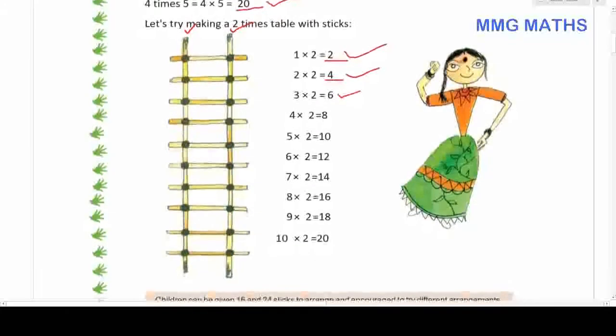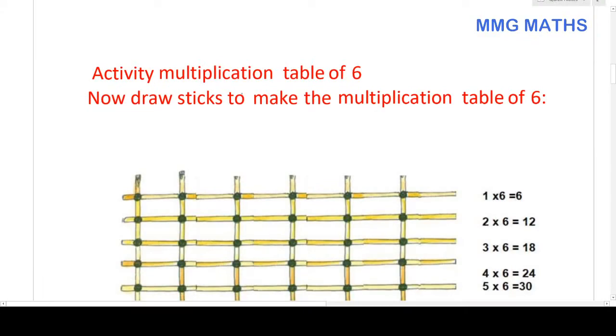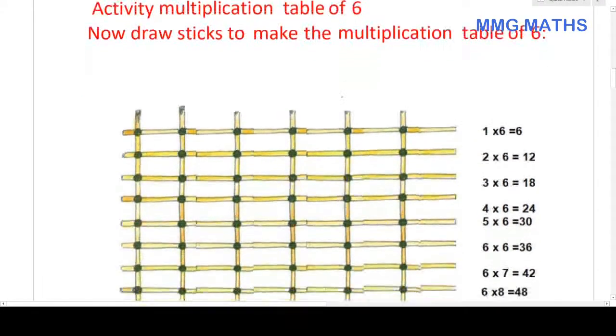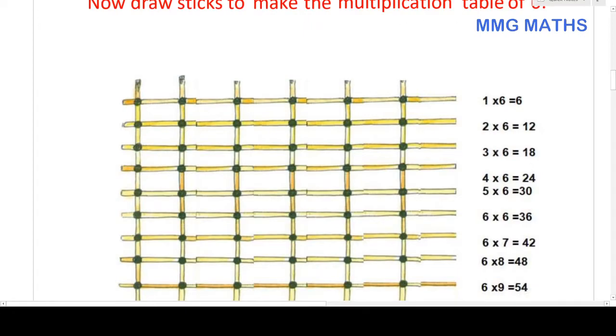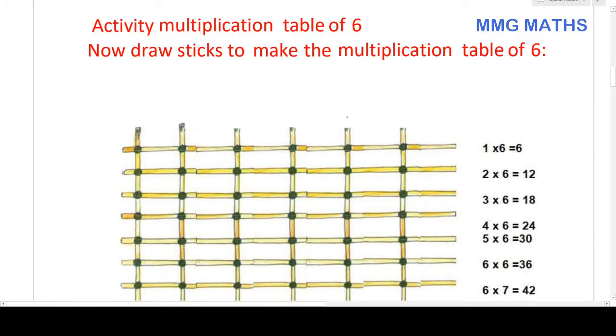Okay, now next question. Now here we have activity multiplication table of 6. Now draw sticks to make the multiplication table of 6. So how many sticks will we keep in column manner? 1 2 3 4 5 6, and one big stick you will keep in this manner. So you will get 1 times 6 equals 6, means total number of crossing points 6. Now next, when you keep a big stick in this way, you will get 2 times 6 equals 12, means total number of crossing points 12.